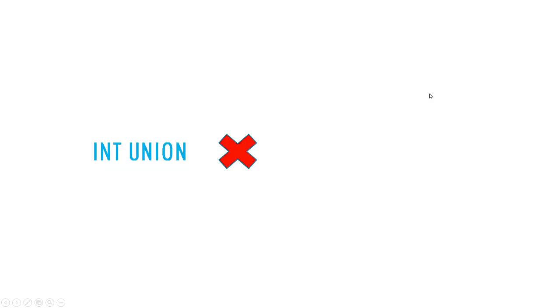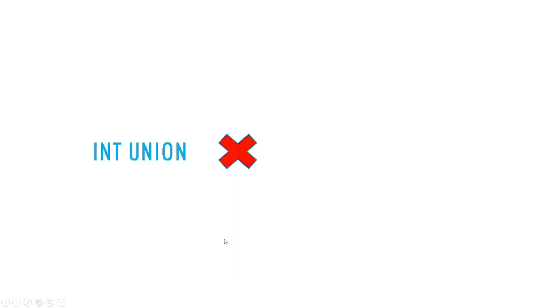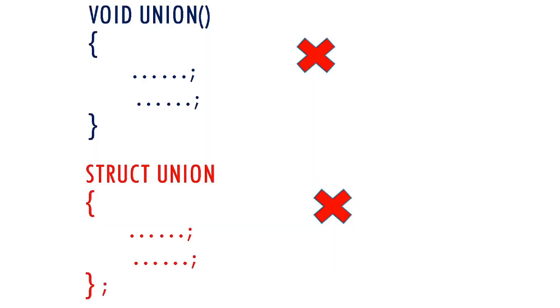I'll give you an example. Suppose you want to declare an integer variable with the name union. If you are writing int union, this is completely illegal. Why? Because union is a keyword. You cannot use the same name to declare a variable because this is a reserved word. It's a keyword. Similarly, if we want to create a function or a structure with the name union, that is also completely illegal because it is a keyword.